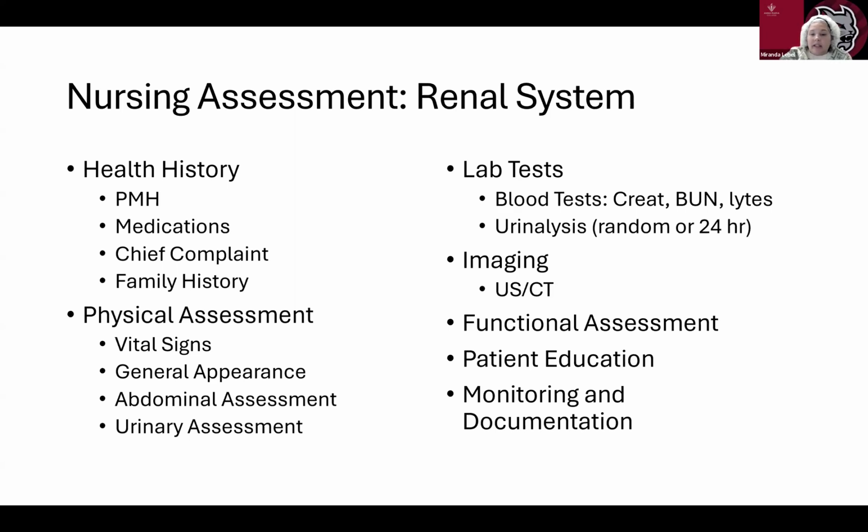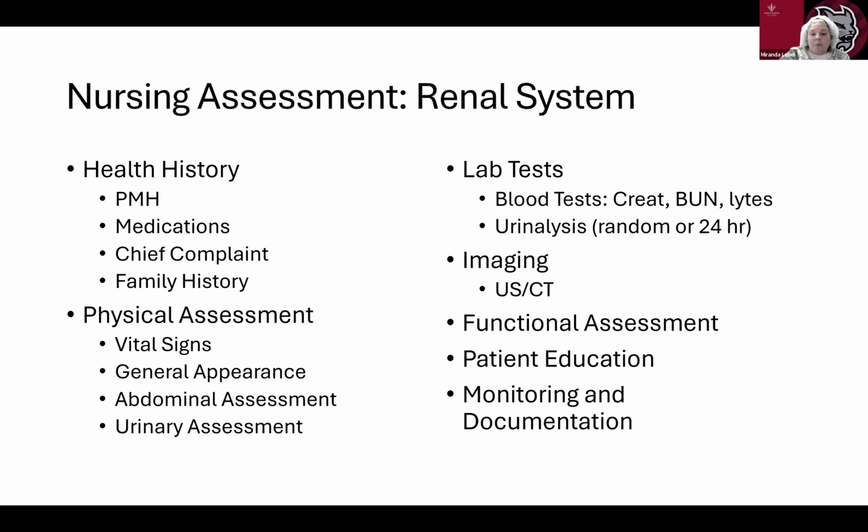Then we want to do a urinary assessment. So we want to assess urine output. Normal urine output is about 30 mils per hour. We want to evaluate the urine characteristics. What does the color look like? What is the clarity? What is the odor? And then check for signs of hematuria or proteinuria.